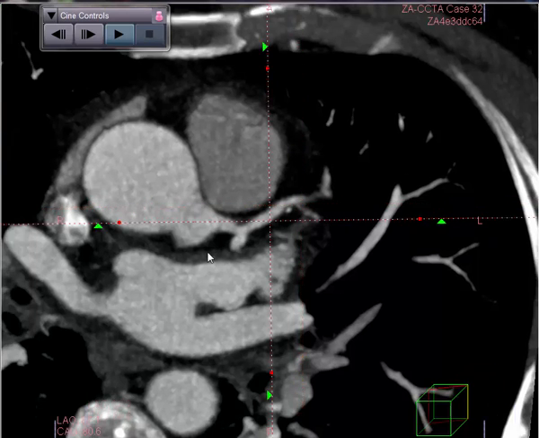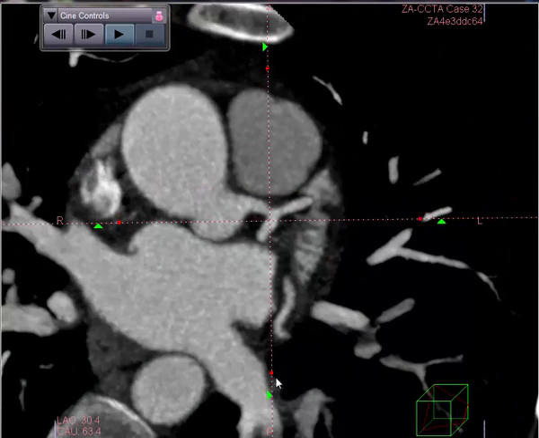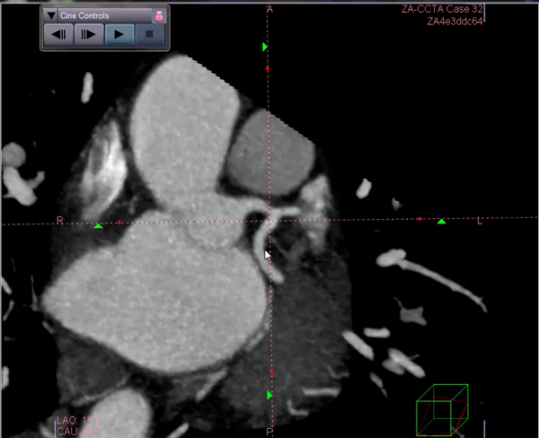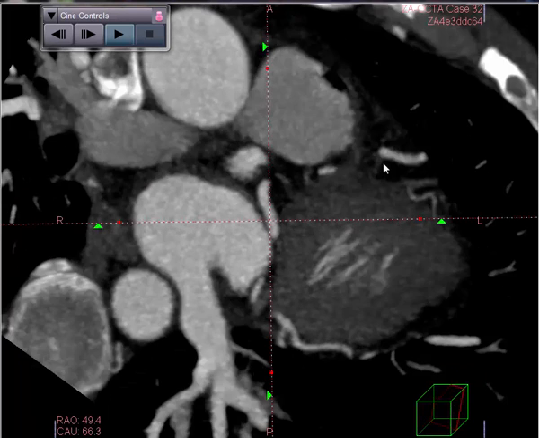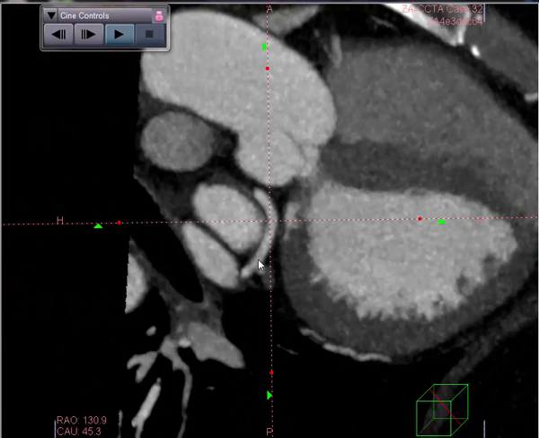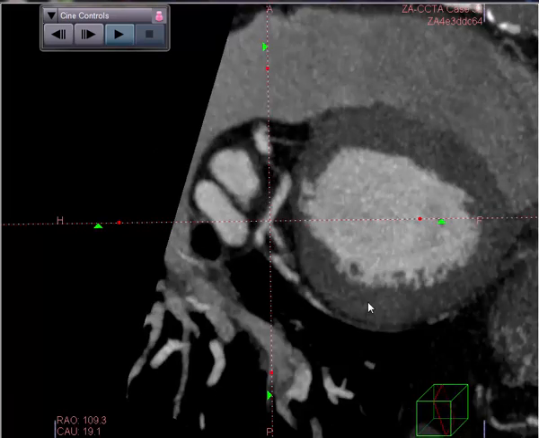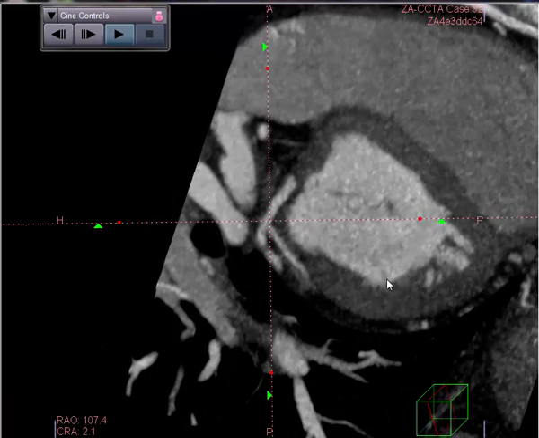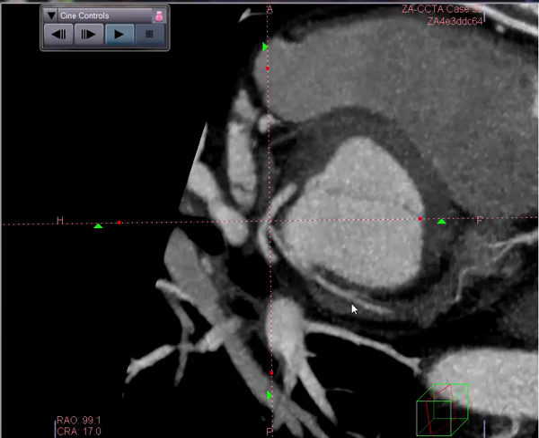Let's look at the circumflex vessel. Follow this vessel around. There is some very mild plaque noted in the proximal segment. Really nothing of any major issues here. There is, again, some mild plaque, and the obtuse marginal here is a very normal looking vessel.